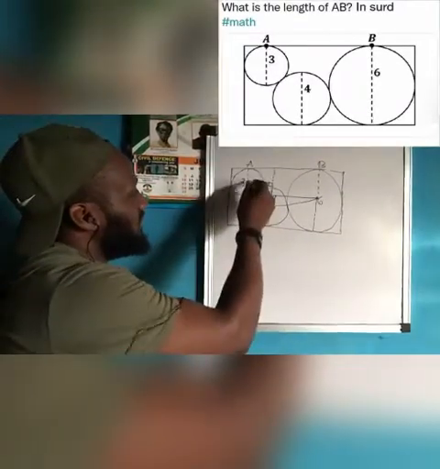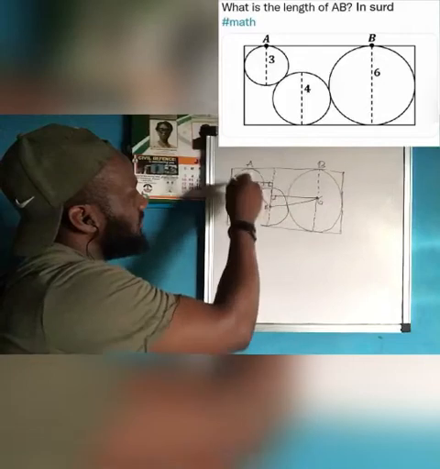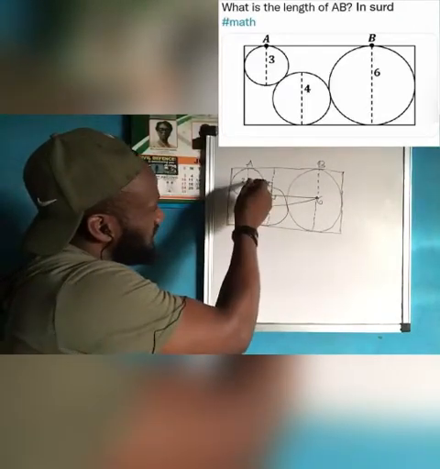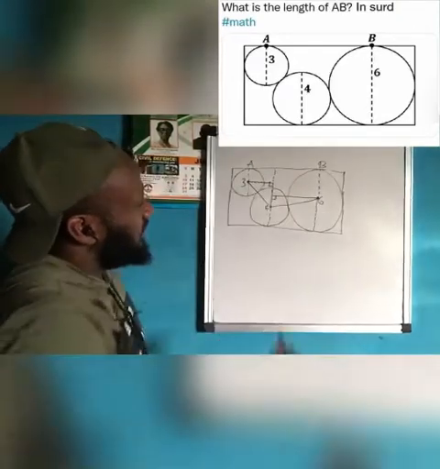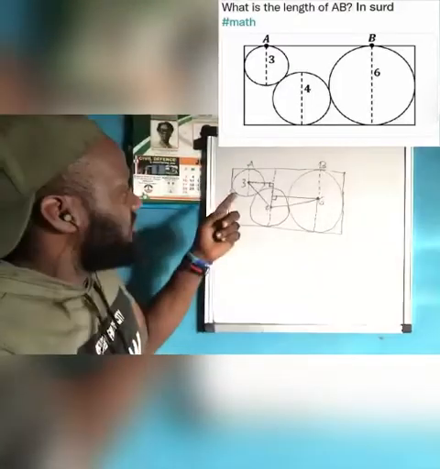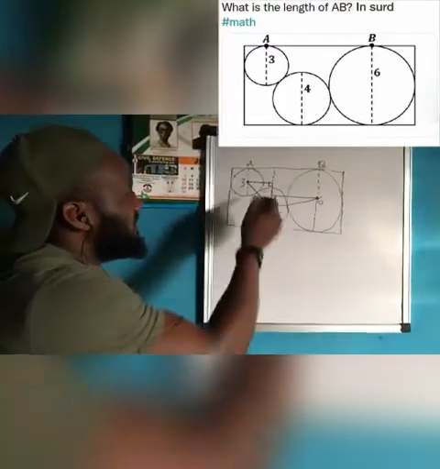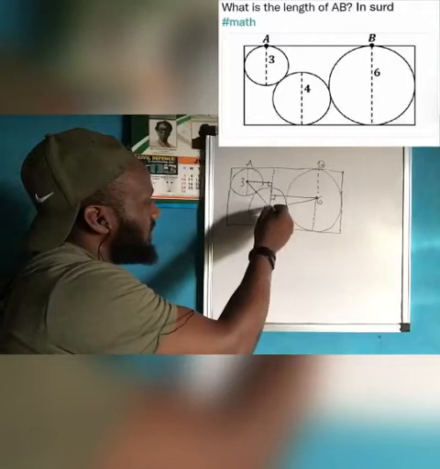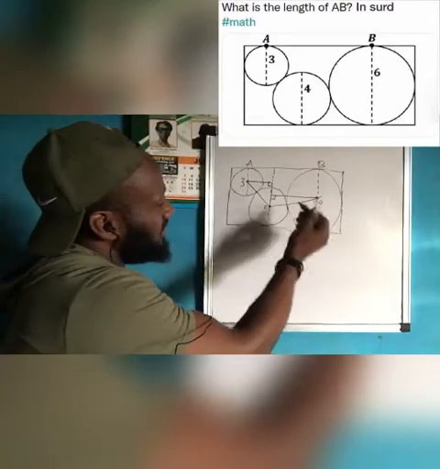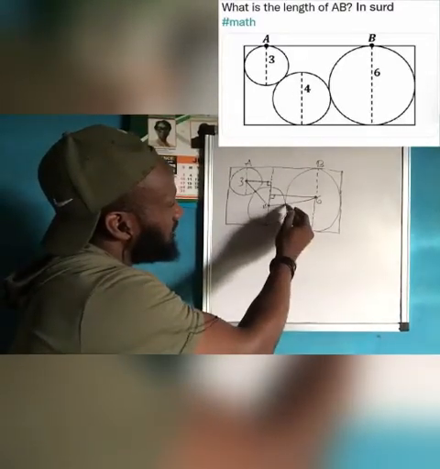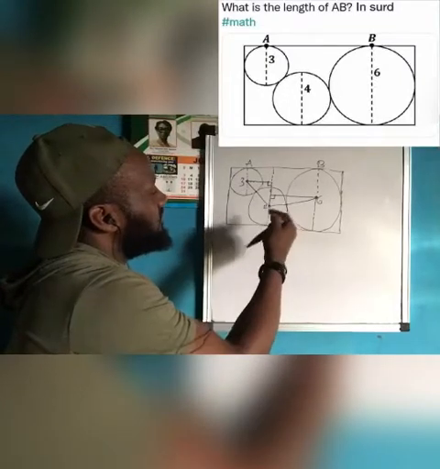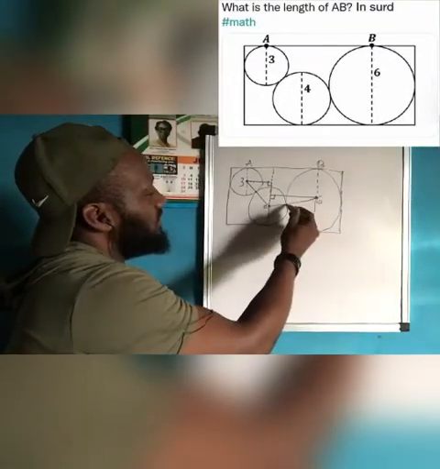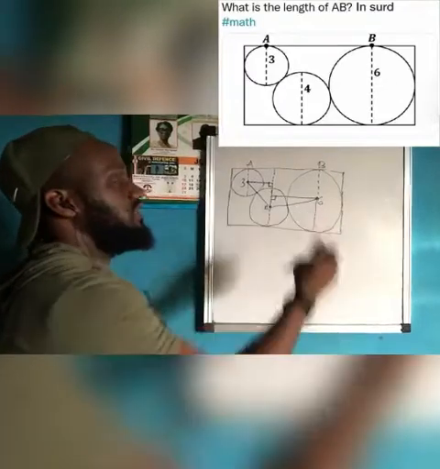So we have the center and the circumference of this circle. The distance from here to this point is the radius of this circle. The same thing, the distance from here to here is the radius of this other circle. The same thing here, the distance from here to here is the radius of this circle, and the distance from here to here is the radius of this circle.